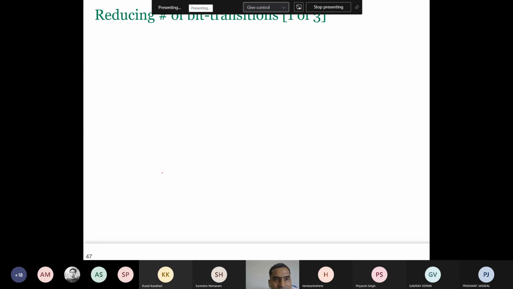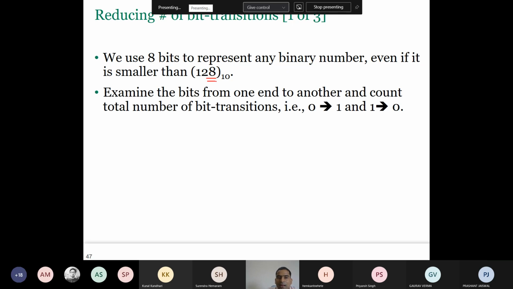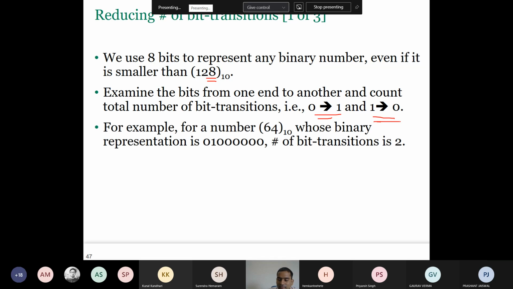Now here is another problem where we can use approximate computing. Suppose we have some binary number. Suppose we use 8 bits to represent a binary number, even if it is smaller than this. Now we examine the bits from one end to another and count the total number of bit transitions. That means how many times we have transitioned from 0 to 1 or 1 to 0. For example, suppose this is my number 64. Now, how many bit transitions does it have? 2, right? From 0 to 1 here, and then 1 to 0 here. Then there are no further bit transitions. Only 2 bit transitions are there.